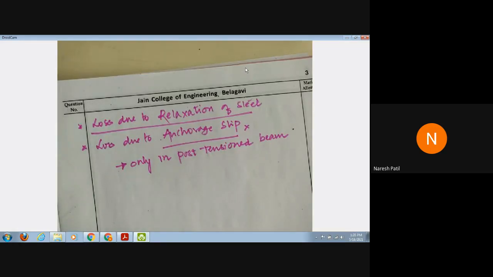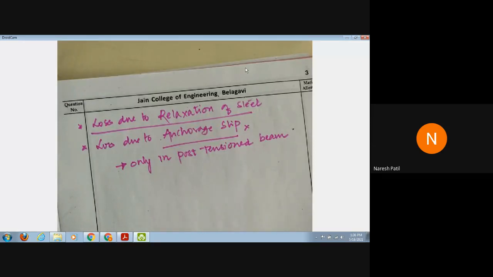So I discussed the different systems of anchoring also. Can you name them? Freyssinet system, Gifford-Udall. Then I discussed some other two methods also. Okay, Freyssinet, Gifford-Udall, and I could not remember those. So four methods I told. Okay, those methods help to anchor the cable.